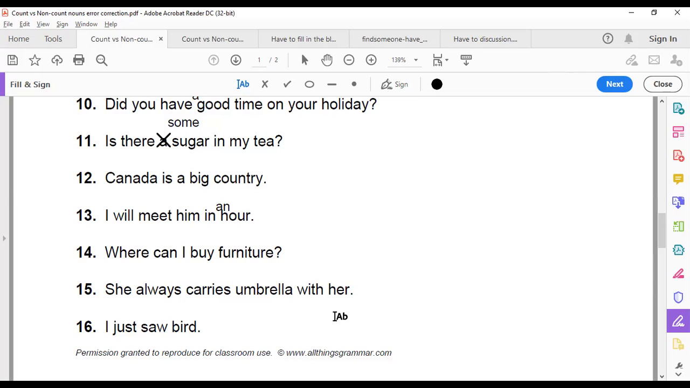15. So she always carries umbrella with her. What's missing in here? An umbrella. An umbrella.